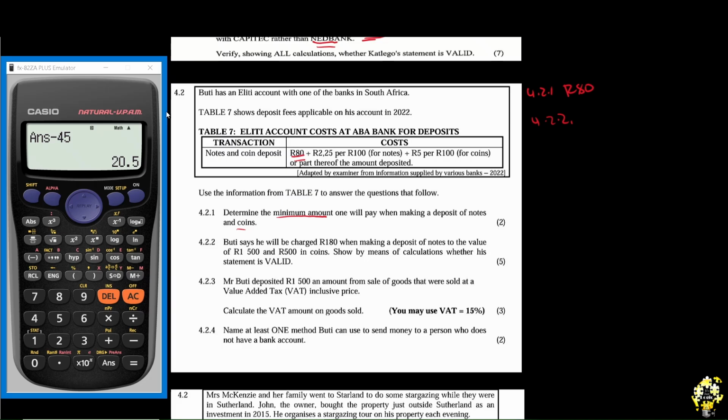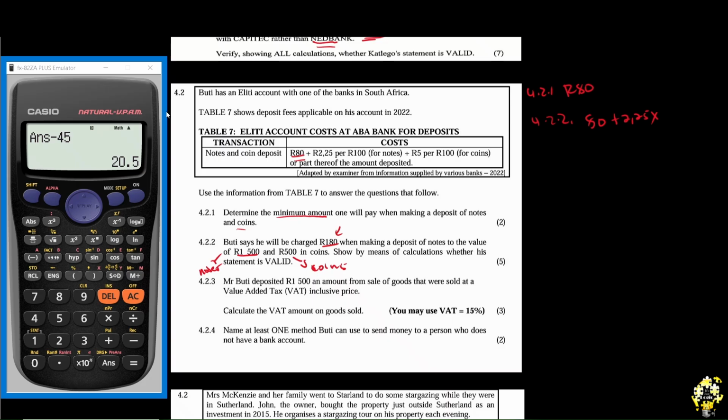But he says he will be charged 180. This is what he's claiming when making a deposit of notes to the value of 1,500, and then coins to the value of 500. Show by means of calculation whether his statement is valid. So he's saying he's going to be charged 180 if he deposits 1,500 notes, 500 coins. Let's go to our statement. We are going to start with notes. We know that 80 rand must be paid plus 2.25 per 100 rand multiplied by how many 100 rands do we have in 1,500?